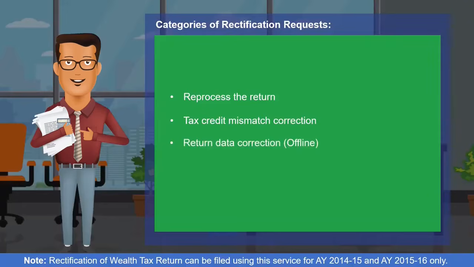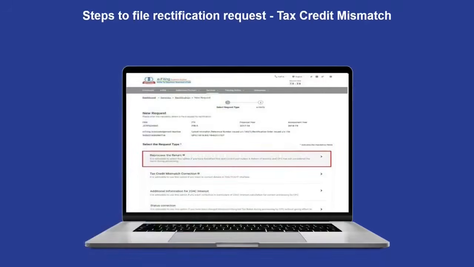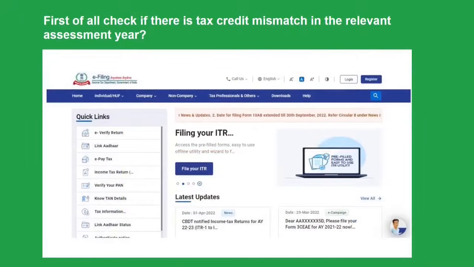There are categories of rectification requests. You can file a request for reprocessing the return, for tax credit mismatch, or for return data correction offline. Let us now, in this video, look at filing a rectification request for tax credit mismatch correction. First of all, for filing a tax credit mismatch correction, we must identify if there is a tax credit mismatch in the relevant assessment year.